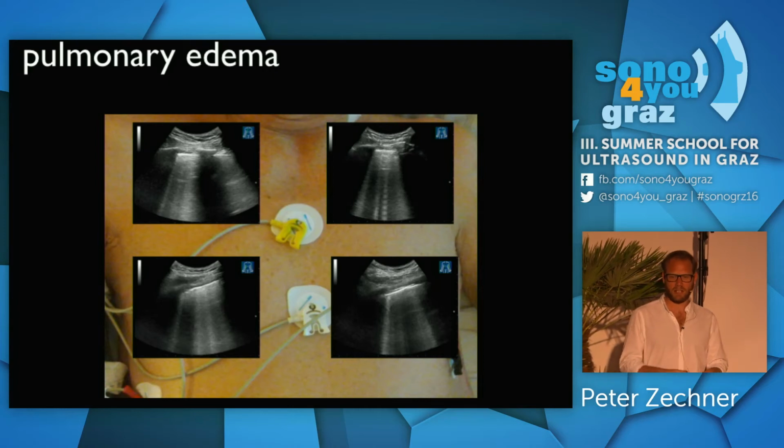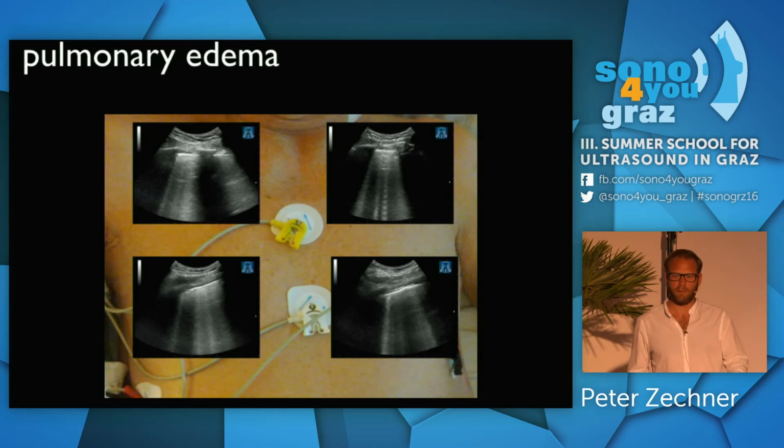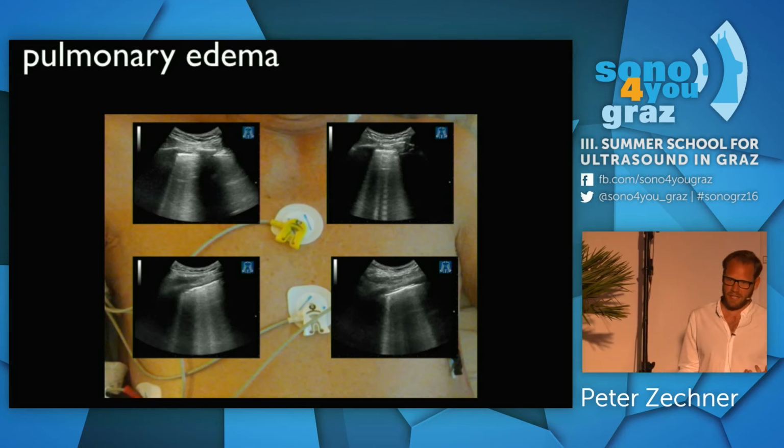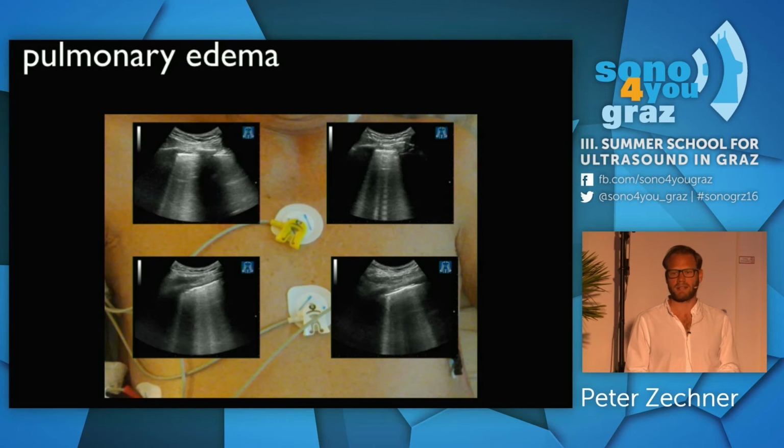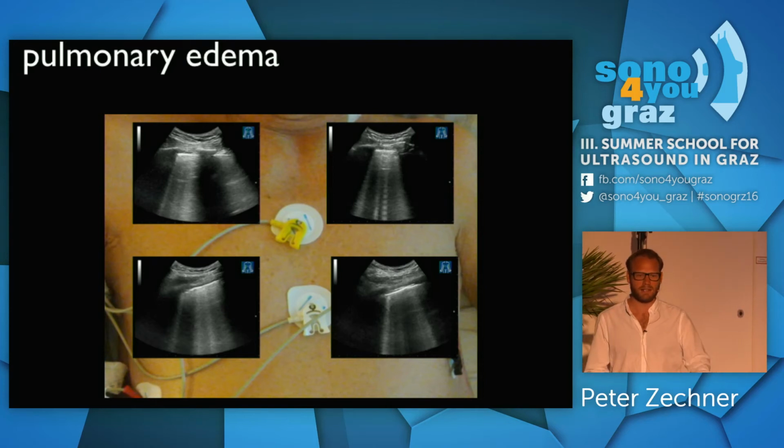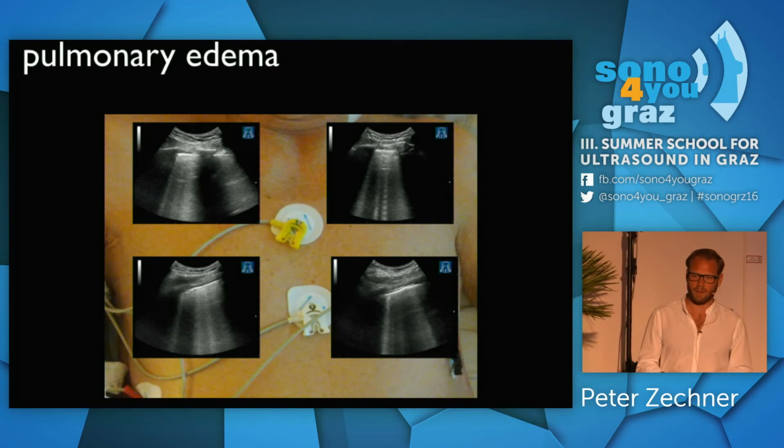Normally it's starting down there on the basal areas, and if the patient is in severe pulmonary edema, severe shortness of breath, hypoxemia, the B-lines are going up to the apex of the whole lung.